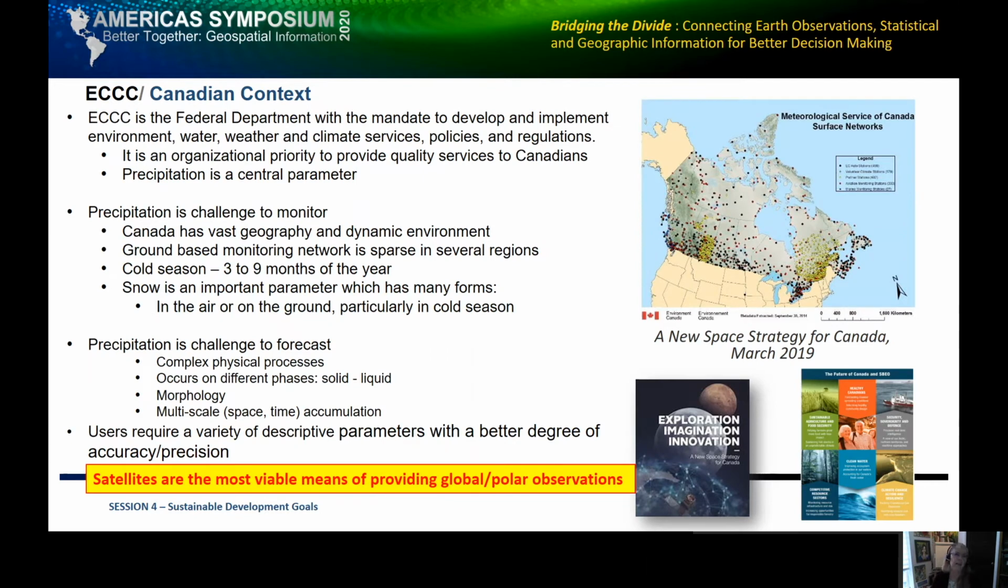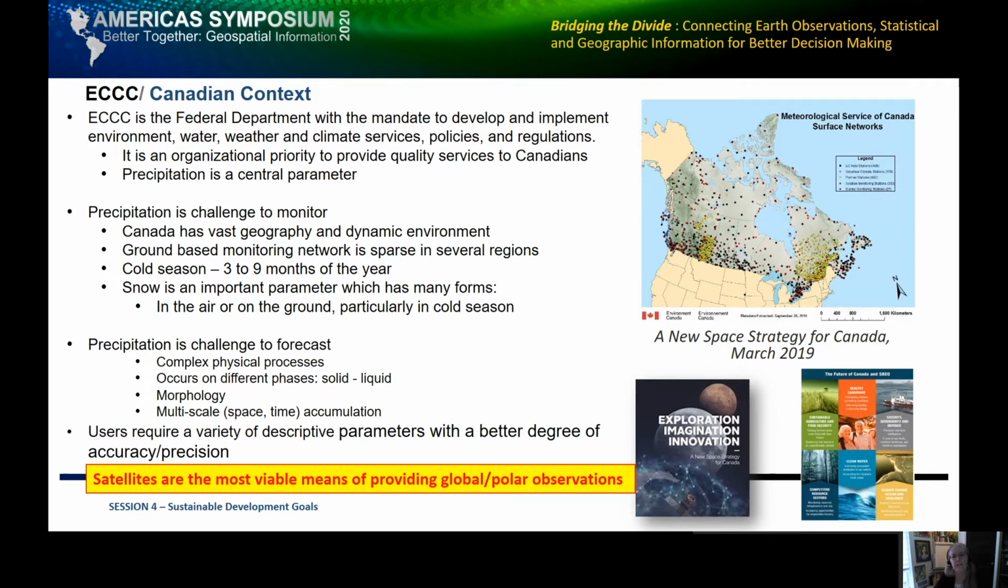So in terms of the Canadian context, Environment and Climate Change Canada is the federal department with the mandate to develop and implement environment, water, weather, and climate services, policies, and regulations. It's a challenging thing to say. It is an organizational priority for Environment Canada to provide quality services for Canadians, and precipitation is one of those because it's used by a variety of users internally and externally.